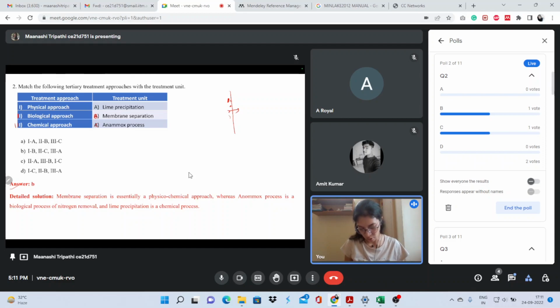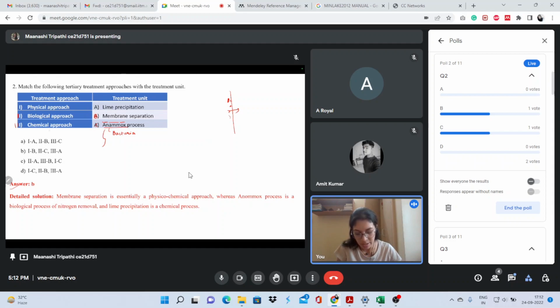So one is related to biological treatment. Anammox bacteria are bacteria which help in the removal of nitrogen-containing compounds from the water body. Anammox is the full form of anaerobic ammonium oxidation.